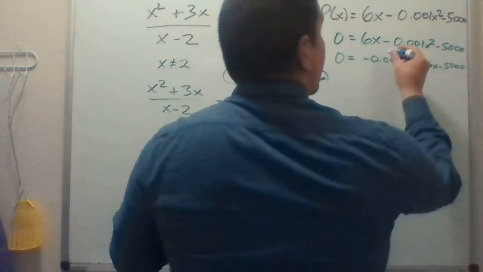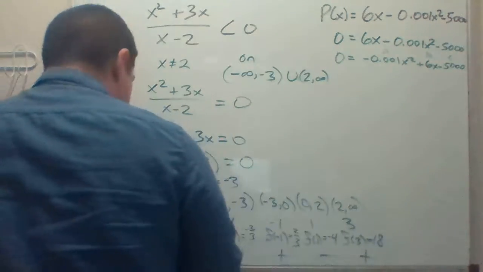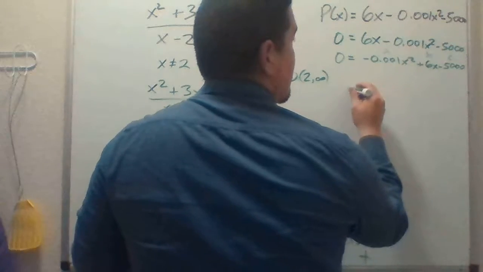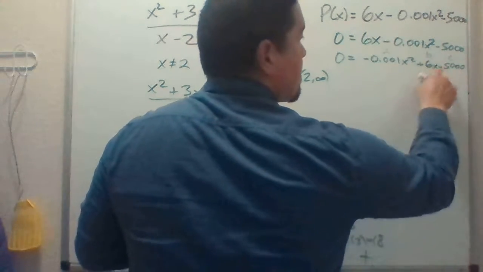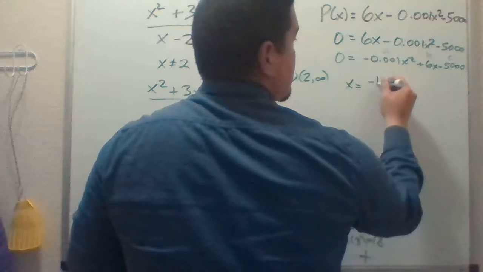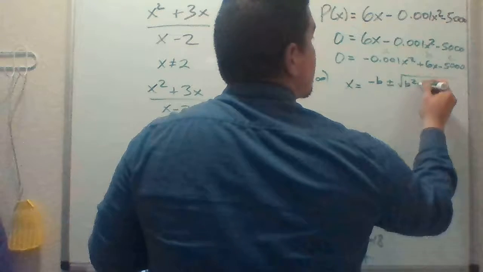Okay, so A, B, and C. Now we're going to use the quadratic formula because we need to solve this, right? I could try to factor, but that's going to be kind of tough. So we're just going to go straight to the quadratic formula.